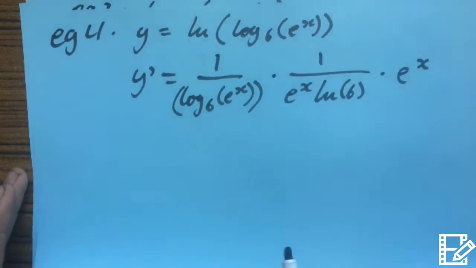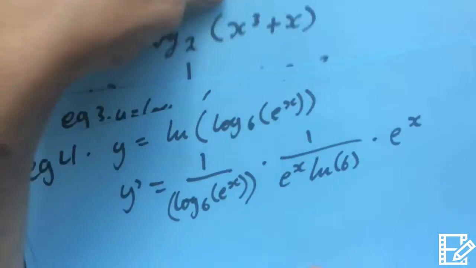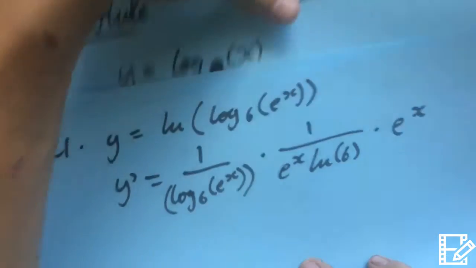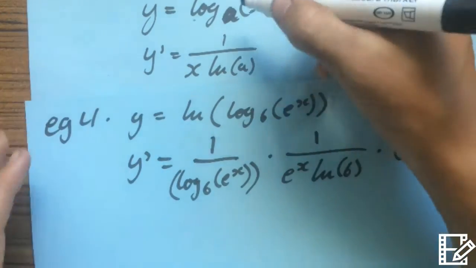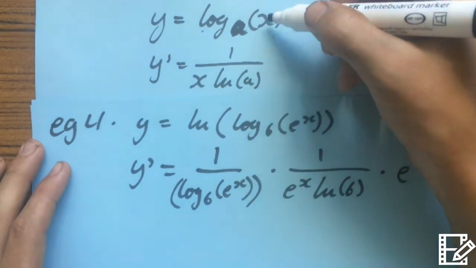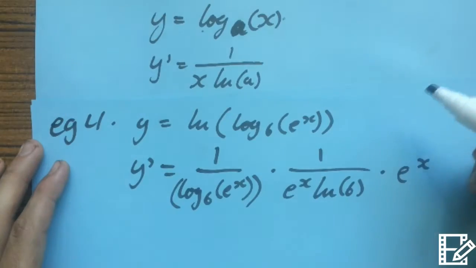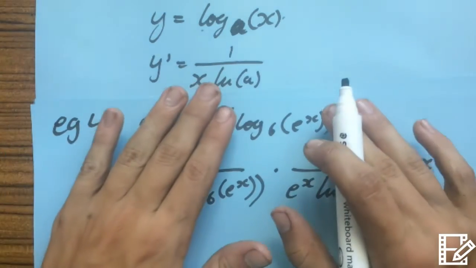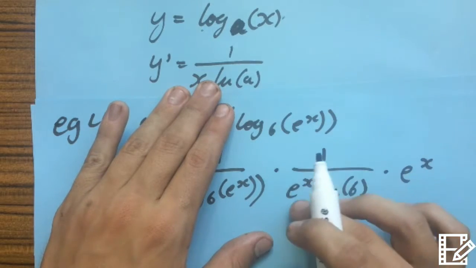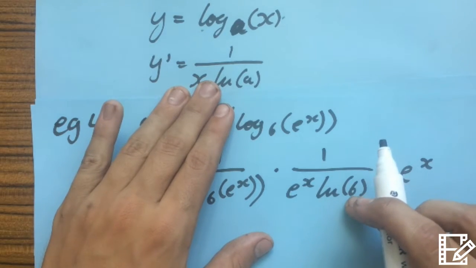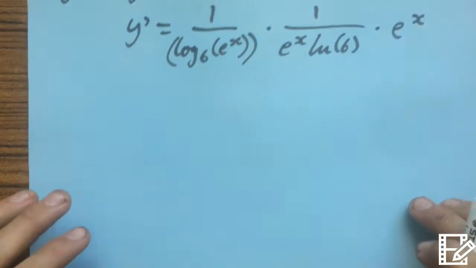I'm doing the same things as I've done before. The derivative of log to the base a, x is 1 over x, natural log a, just like here. The derivative of log 6, e to the x is 1 over e to the x, natural log of the base. Same thing.